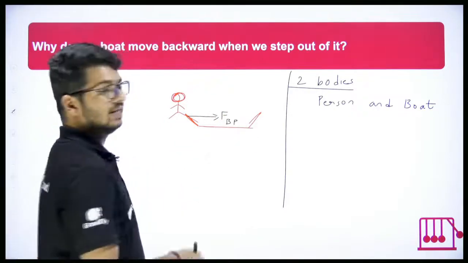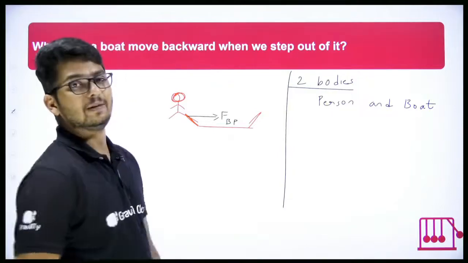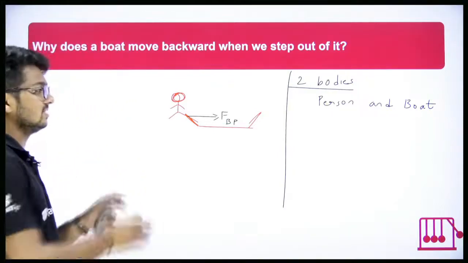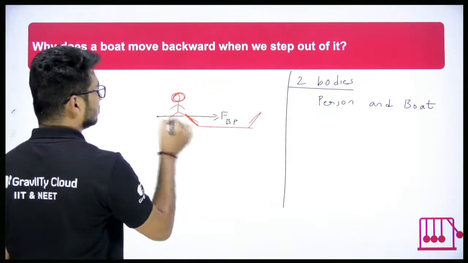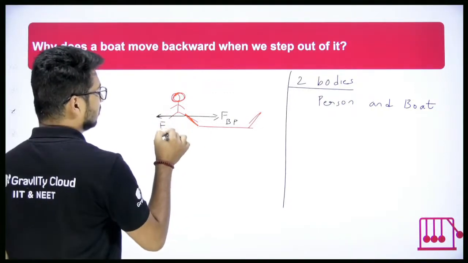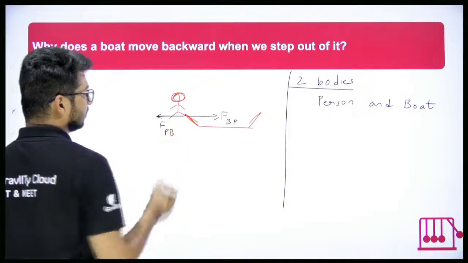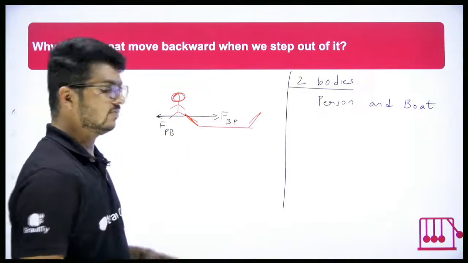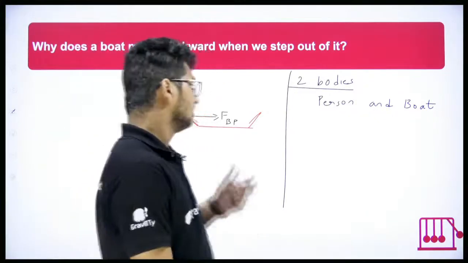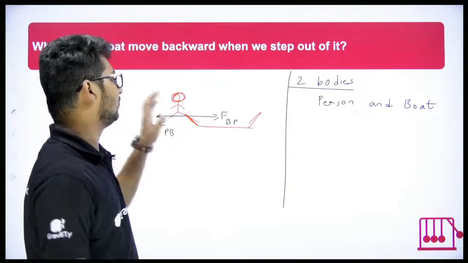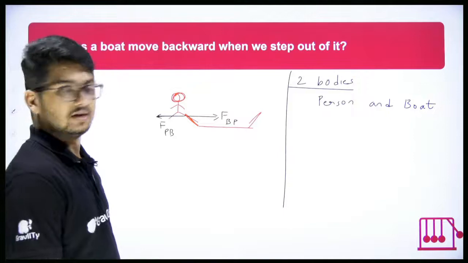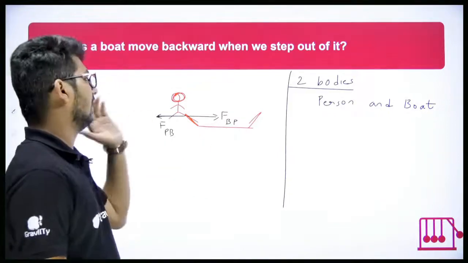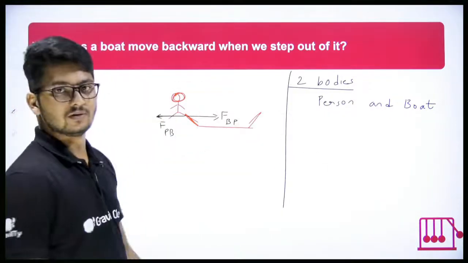So FBP. What is FBP? Force on the boat by the person backwards. And obviously the boat applies a force on the person forward. That is the reason when we walk, we apply a force backward, right? The same way here the person applies a force backward on the boat and then he walks. The boat pushes him forward and he pushes the boat backward.